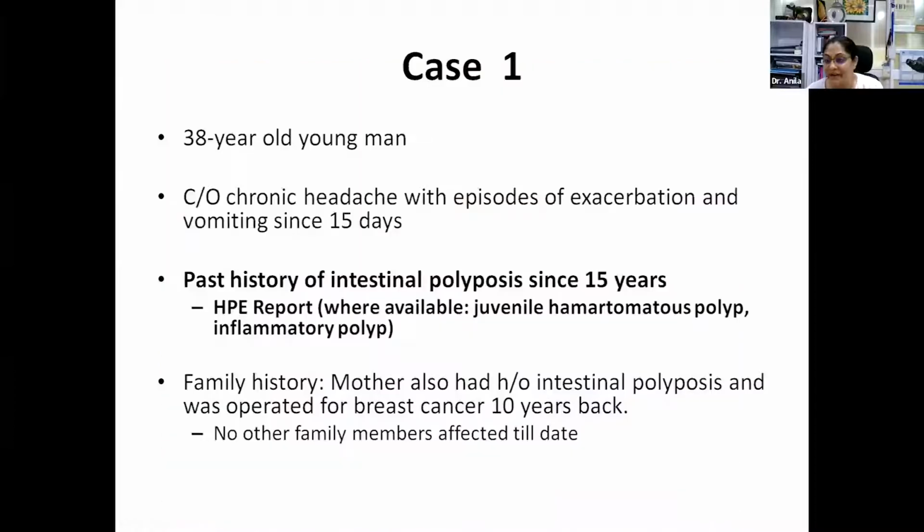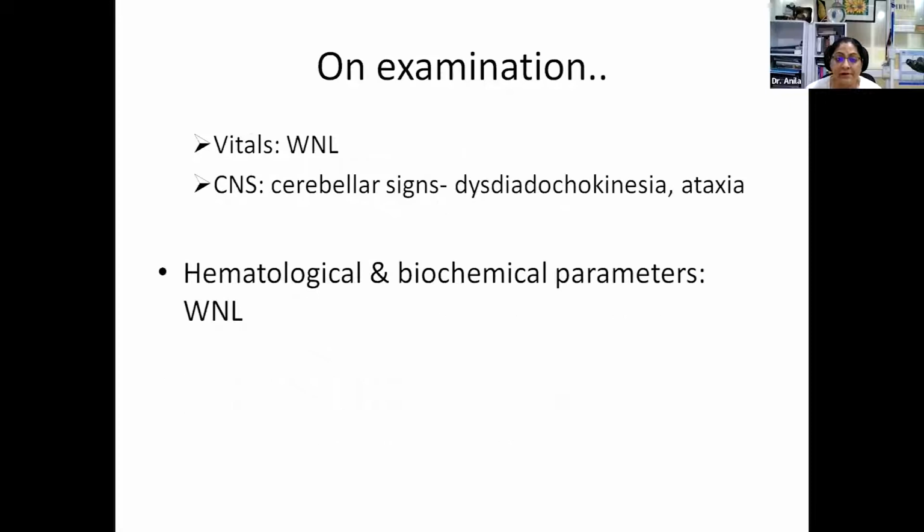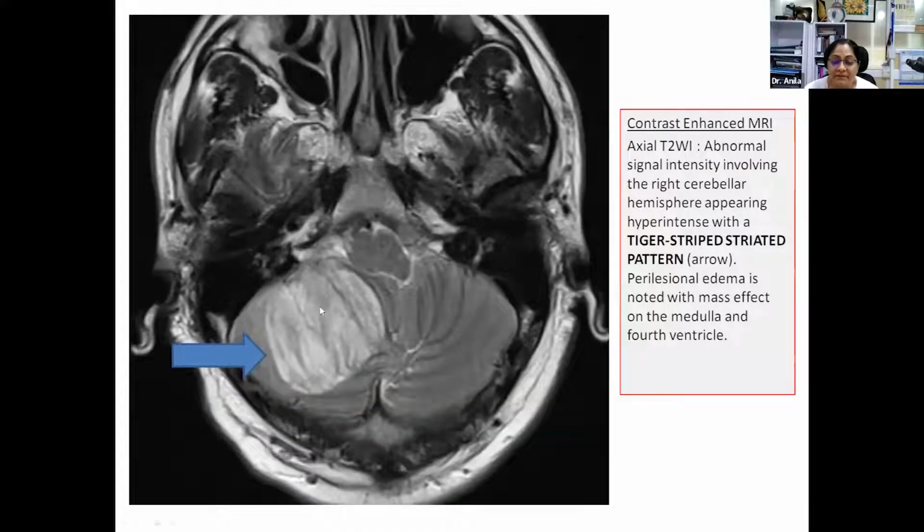And I just have one case. One we had of the rosette-forming glioneuronal tumor, which has classical morphology. And this is another case, actually a Lhermitte-Duclos disease. The patient is a 38-year-old man who had episodes of headache and vomiting, and he had a history of intestinal polyposis 15 years back, reported as juvenile hamartomatous polyp. In the family history, the mother also had similar polyps. This was the radiology at our institute, and this is the typical tiger stripe striated pattern of Lhermitte-Duclos disease. The patient had a VP shunt and craniotomy and decompression of the lesion under GA.